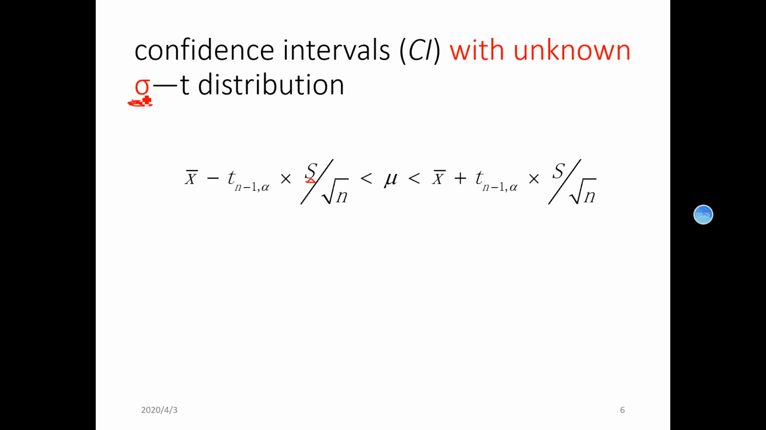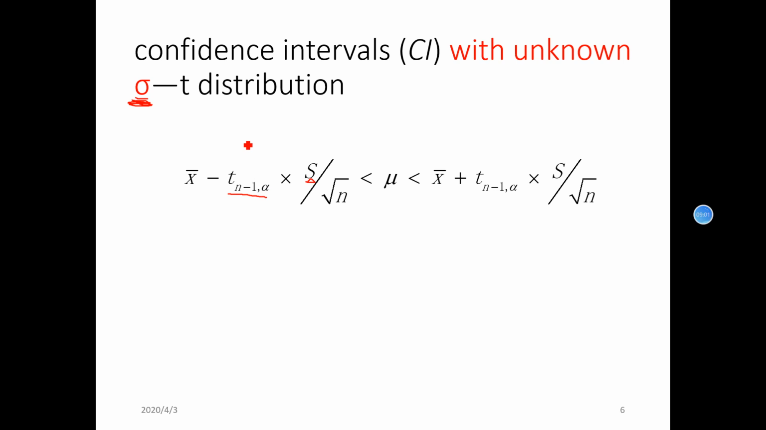We said that sigma is the standard deviation. S is a standard deviation too, but they are different, because sigma is the standard deviation of a population, while S is the standard deviation of a sample. So when sigma is not given, we can use the sample standard deviation S to replace sigma. And here is another difference.